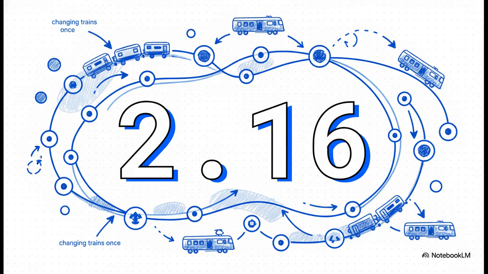And here it is, the first jaw-dropping result from the paper. The mean distance for the entire Indian railway network is just 2.16. Let that sink in. What it means is that to get from any random station to any other random station in the country, on average, you only need to change trains once. That is a sign of a remarkably efficient system.